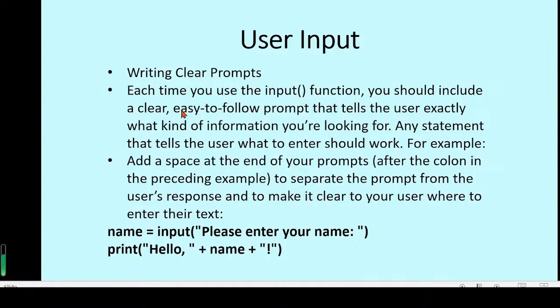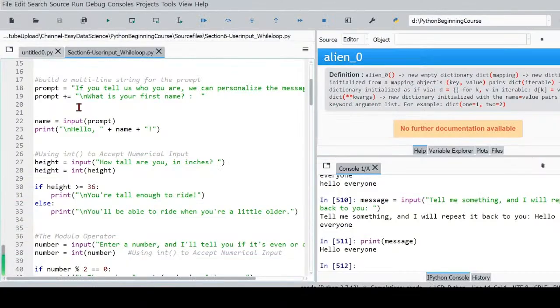So, writing clear prompts. Each time you use the input function, you should include a clear, easy-to-follow prompt that tells the user exactly what kind of information you are looking for. Any statement that tells the user where to end should work. For example, add a space at the end of your prompt after the colon in the preceding example to separate the prompt from the user's response and to make it clear to your user where to end their text. So for example, you can set the prompt to input as please enter your name, but here with a space. Try.